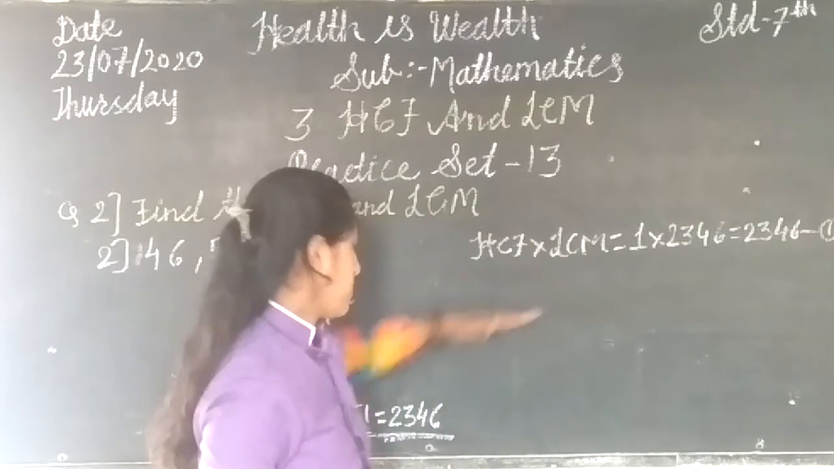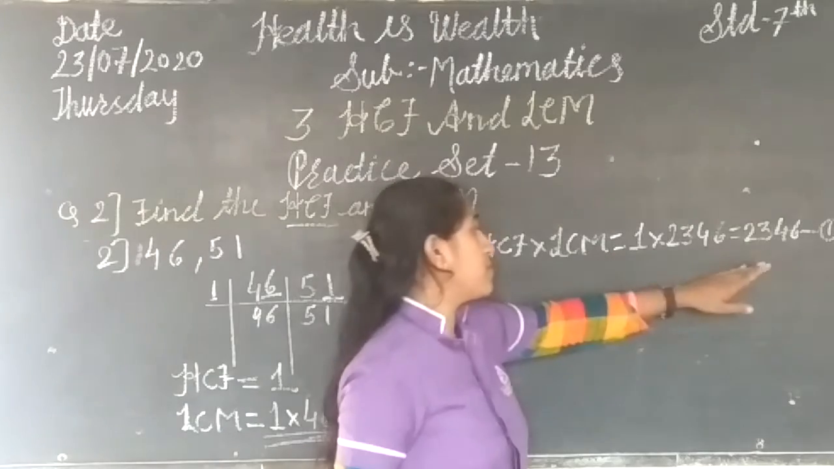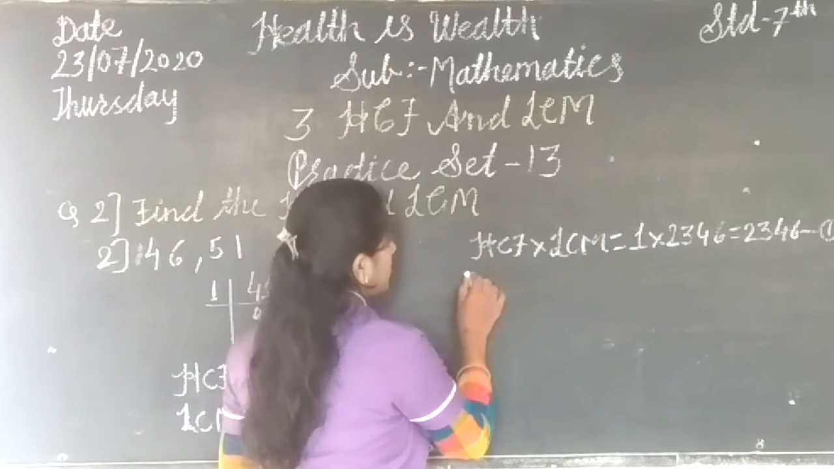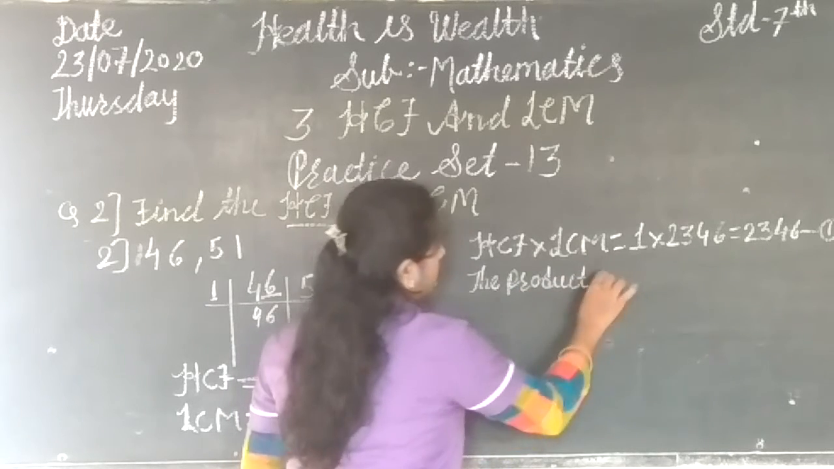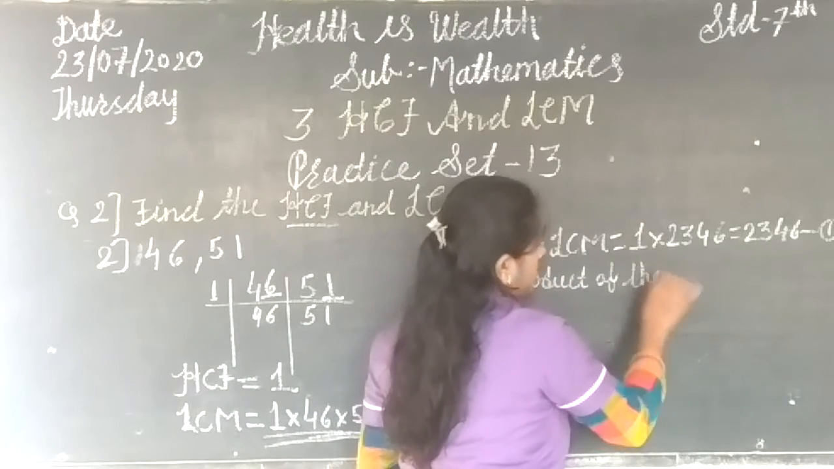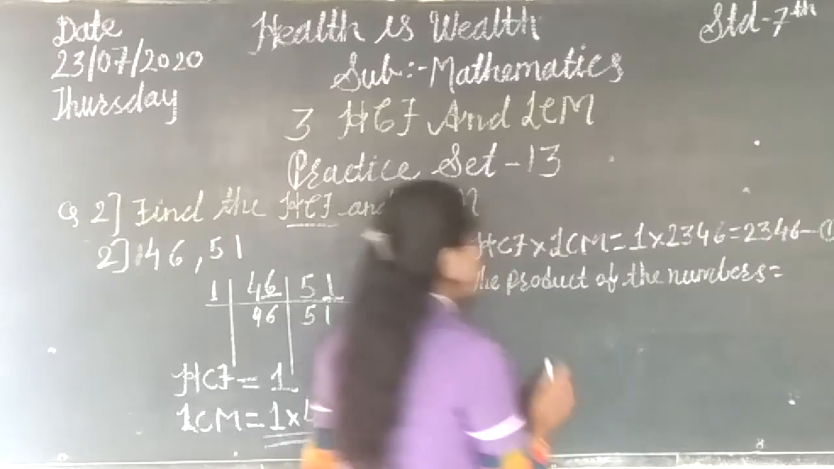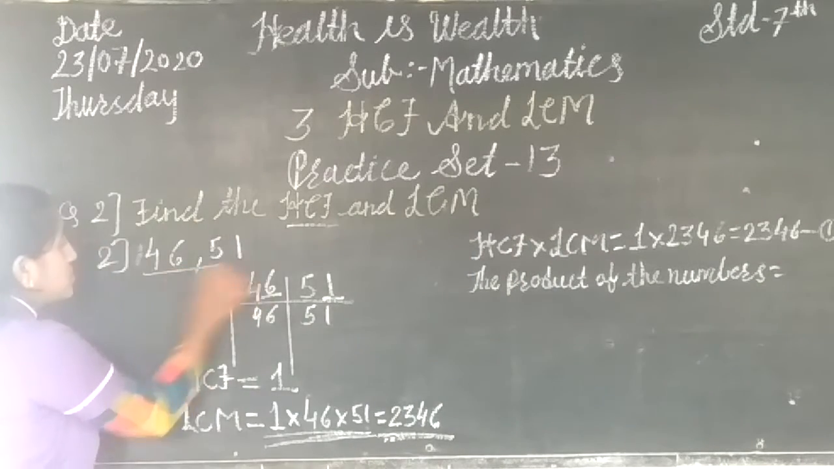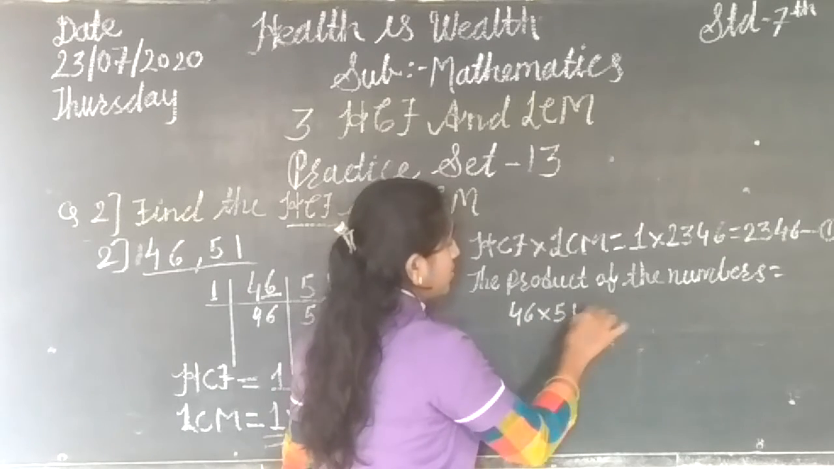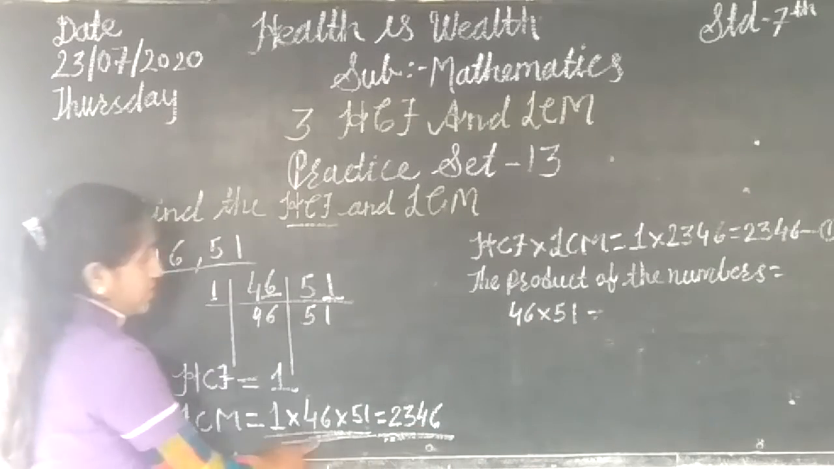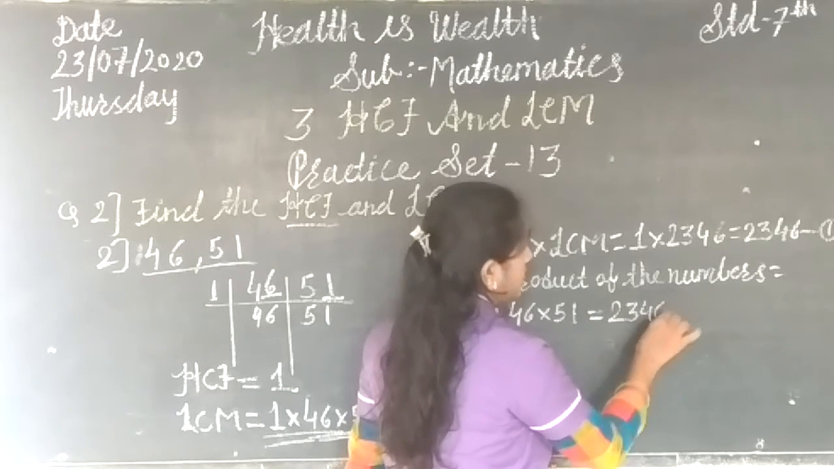Whenever we have to verify, we find it out here, and now we are doing the verification. So we have to do equation number 1. Then next, the product of the numbers. What is that? Which numbers are given in the question? That is 46 into 51. See, again the same two numbers are there, so we can directly write down our answer 2346.